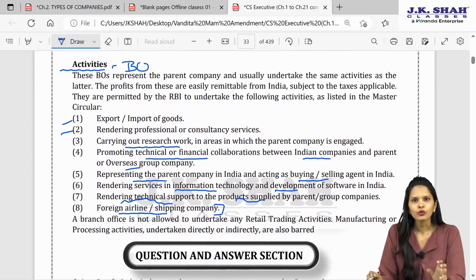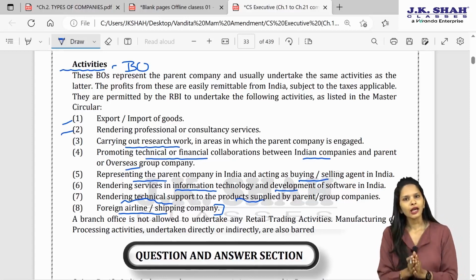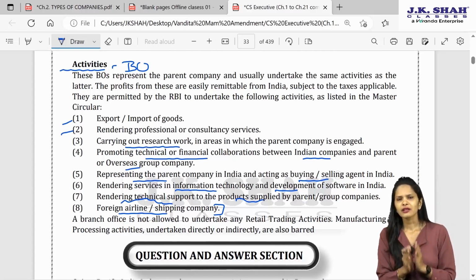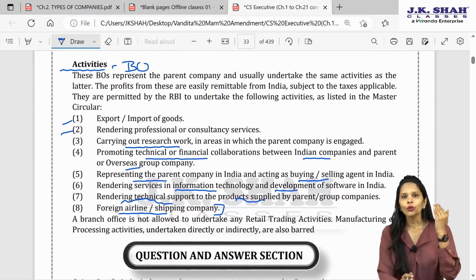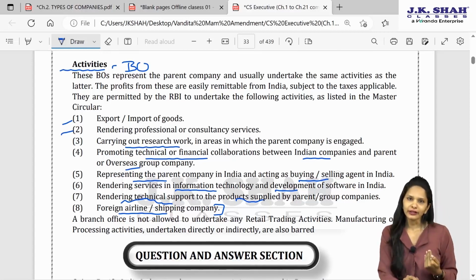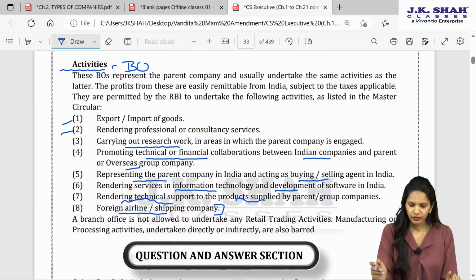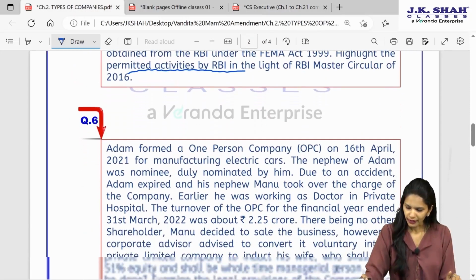See students, when they have asked you allowed activities, no need to write any extra point like what is a branch office, what is the eligibility criteria. You have to be very specific. If ICSI asks you what the allowed activities are, only write the activities, and a very important point to be noted, students, always write in point wise. If you write point wise, if any one point goes wrong, it is not going to have an effect of that wrong point on all the correct points. Whereas if you write paragraph wise, then it becomes very difficult for the moderator to segregate that. I hope everyone understood this. So this was your question 5.